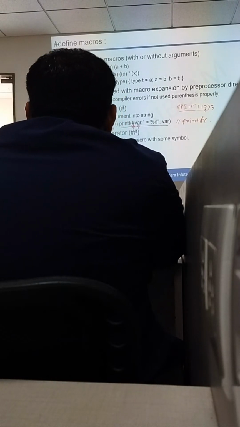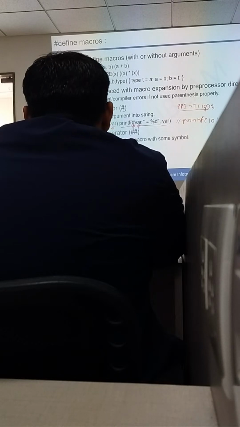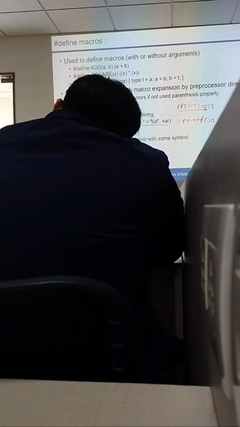It will be printf, whatever value we have passed within var. We have passed a value to the var, it is 10. That means right here 10 will be placed within a double quote. What we are having equal to percent d and comma, what is the value within var? It is 10.